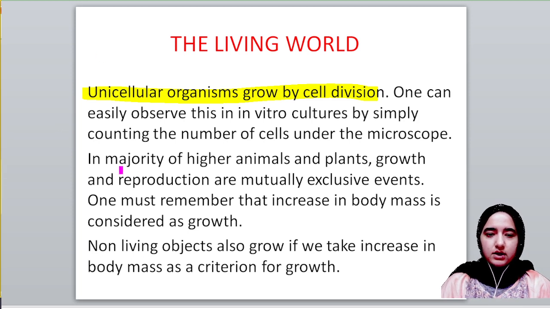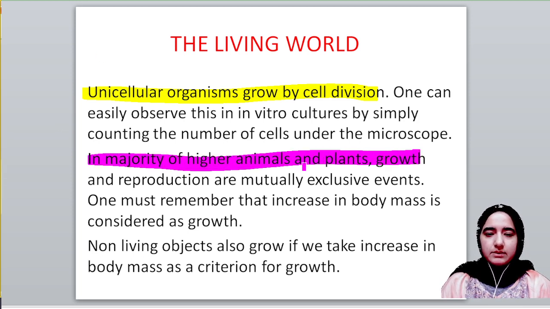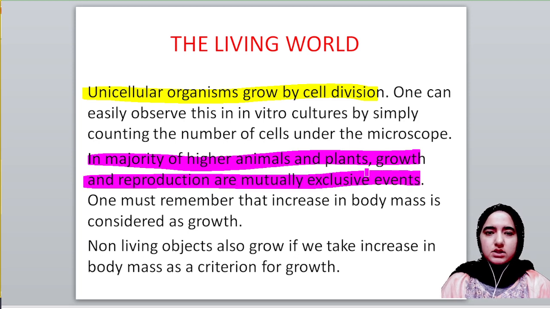As I mentioned here, in the majority of higher animals and plants, growth and reproduction are mutually exclusive events. It doesn't happen that we are growing and simultaneously reproducing. No, it never happens. We reproduce only after a particular age. But what happens in unicellular organisms? In unicellular organisms, growth takes place by cell division, and reproduction also takes place by cell division. That's why we can say that growth and reproduction are simultaneous in unicellular organisms.